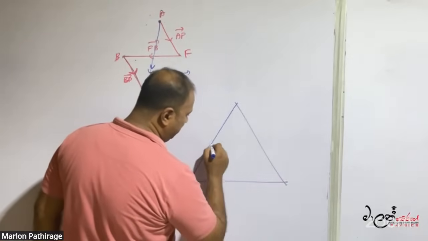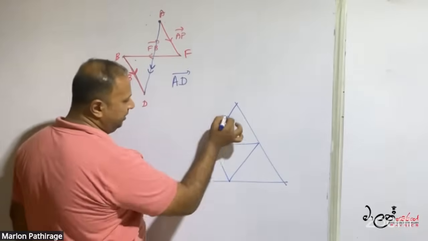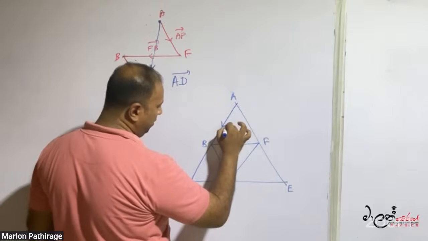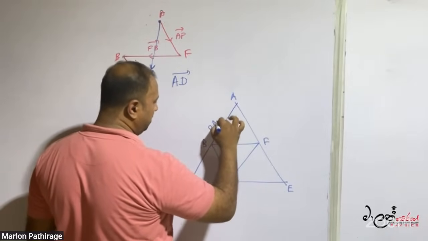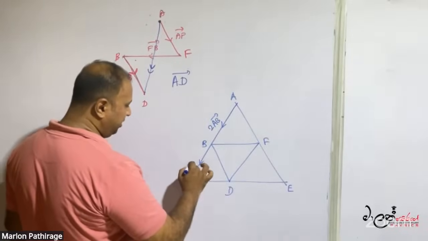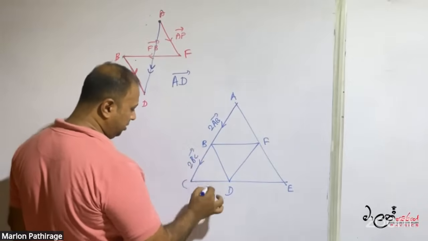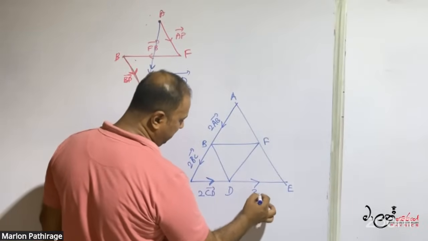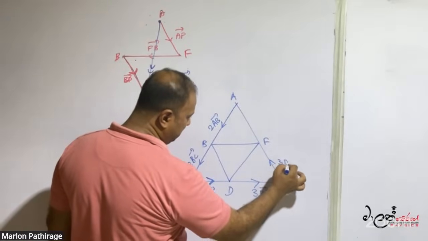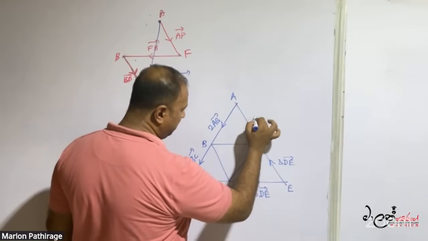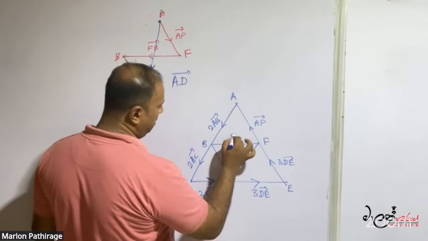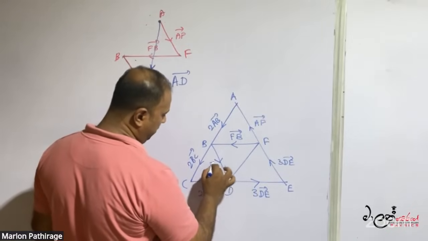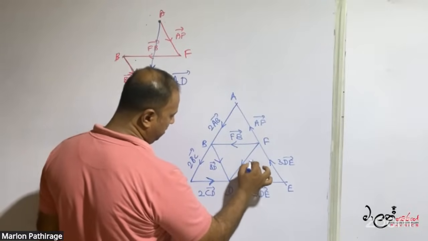Look at this one. Now there's a triangle. In this triangle, this is A, B, C, D, E, F. From A to B, there are 2 AB vectors. From B to C, there are another 2 BC vectors. CD vectors, there are two. From here to here, 3 DE vectors. From here to here, 3 DE vectors. From here to here, AF vector. From here to here, FD vector. From here to here, BD vector. From here to here, FD vector. Over the unit.